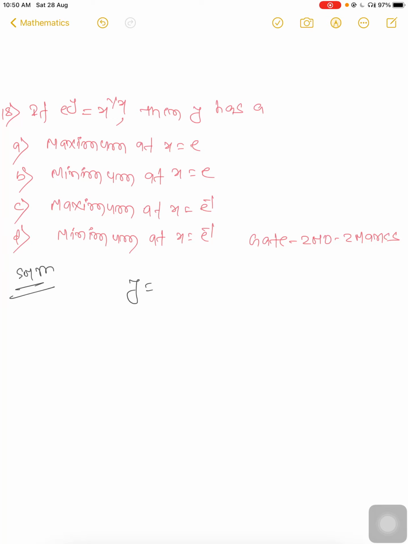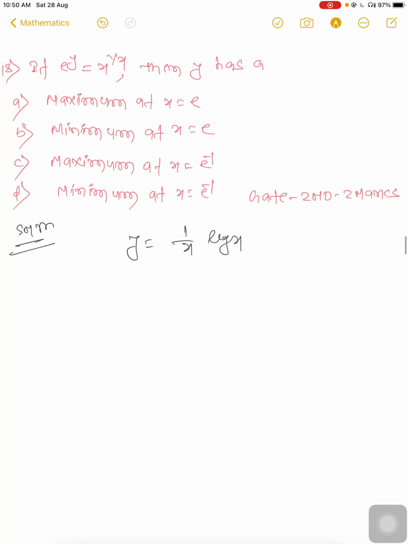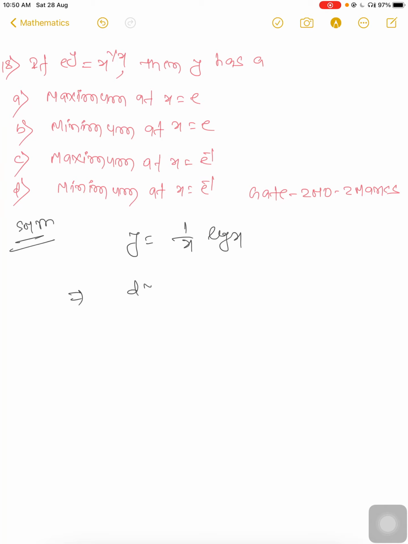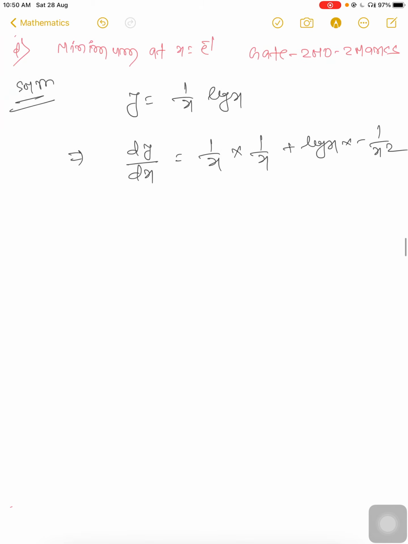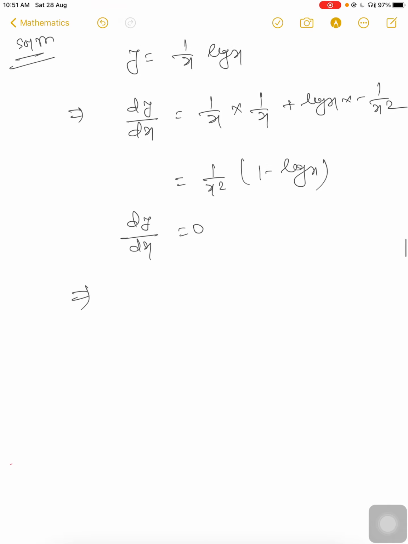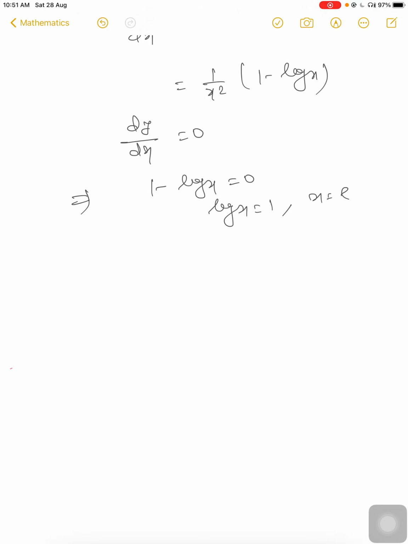Taking natural log on both sides, then log y is equal to 1 by x log x, and take the differentiation dy by dx. 1 by x into 1 by x plus log x into minus 1 by x square. Take 1 by x square common, and 1 minus log x. Okay, and put dy by dx equal to 0, which is the basic condition, and 1 minus log x is equal to 0, log x is equal to 1, then x is equal to e.